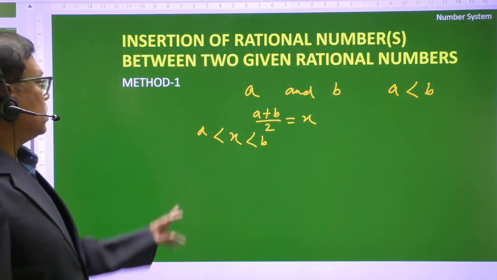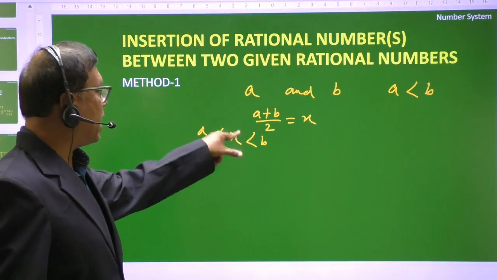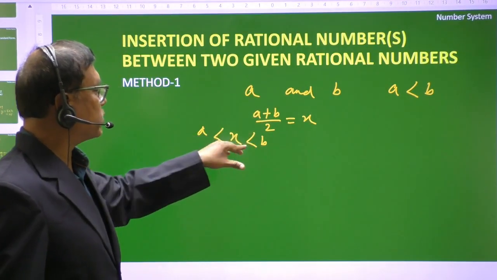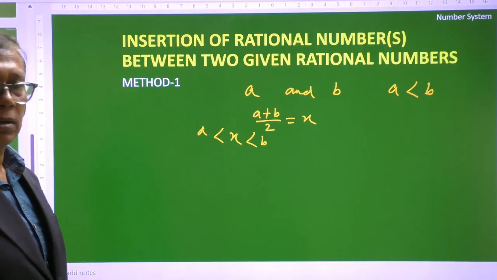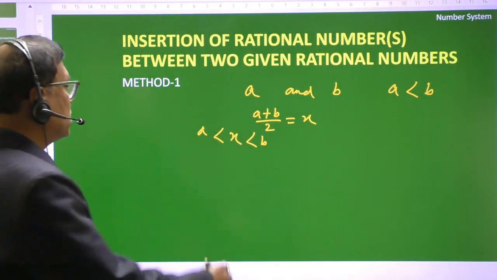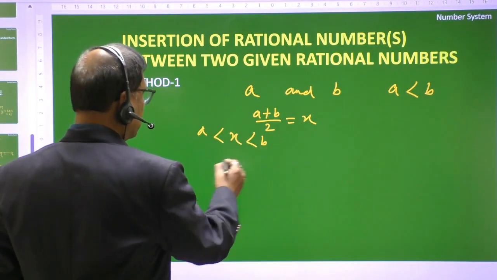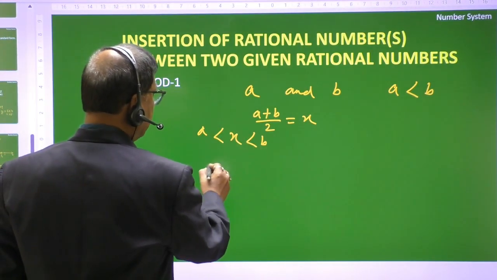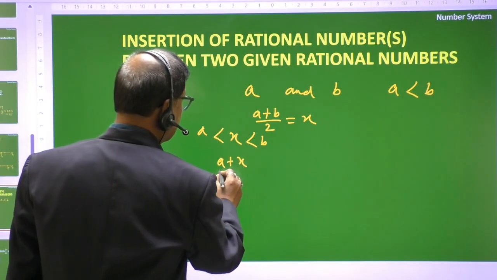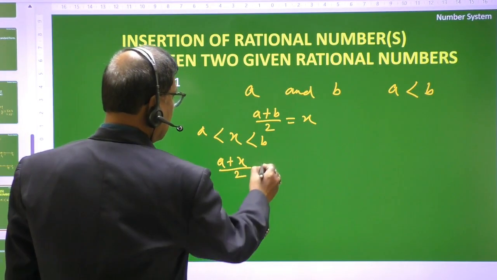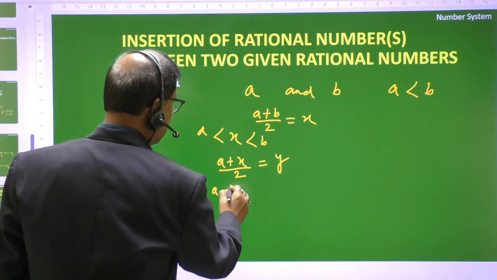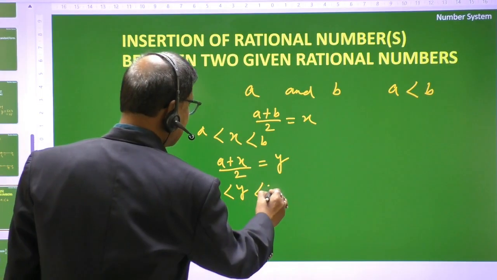So, in between A and B, one rational number X, that is (A plus B) by 2, is inserted. But if we want to insert more, suppose one more we have to insert, then what will we do? We'll find the average value of A and X, that is (A plus X) by 2. Suppose it is Y, then A is less than Y is less than X.